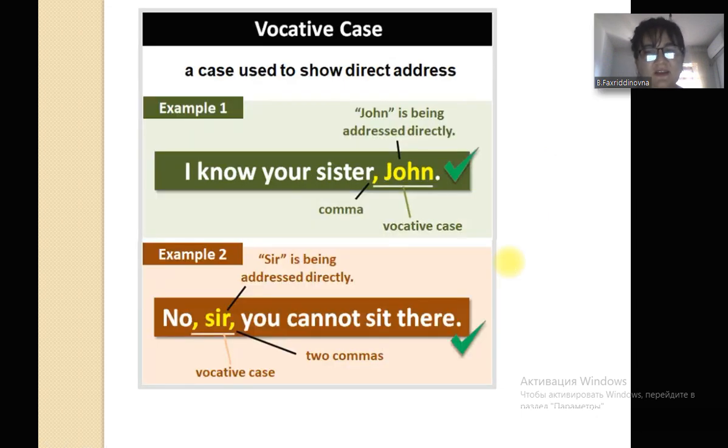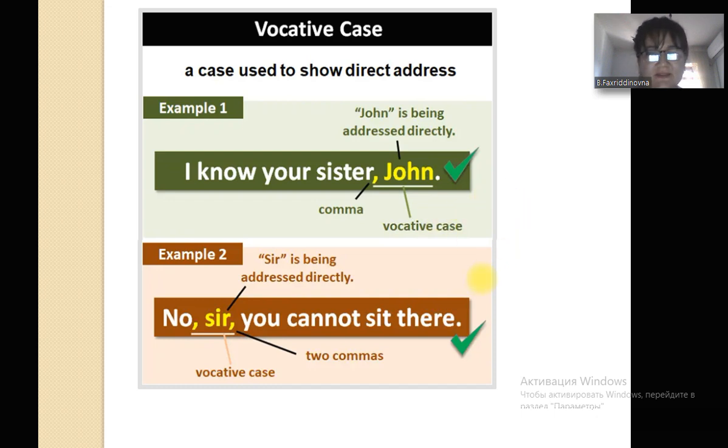Vocative case, a case used to show direct address. For example, "I know your sister, John." John is being addressed directly. Here you can see John is in the vocative case because we use this word after a comma.